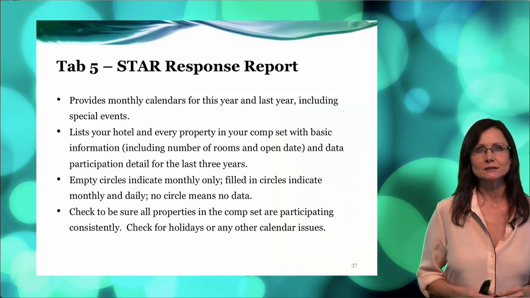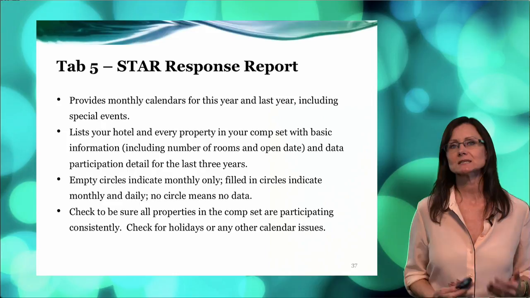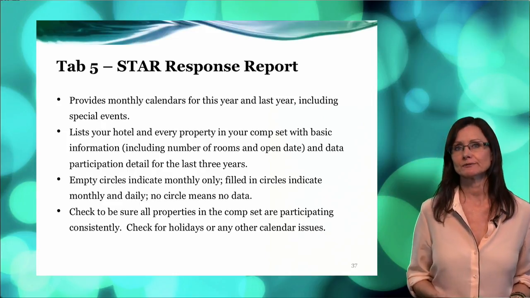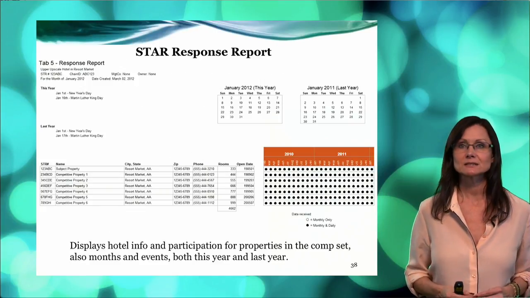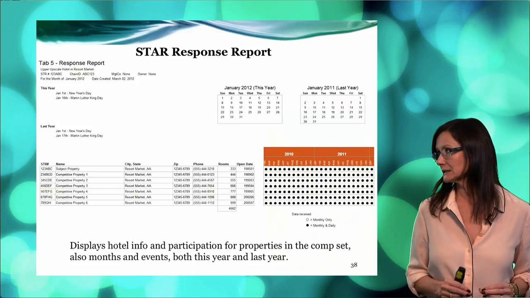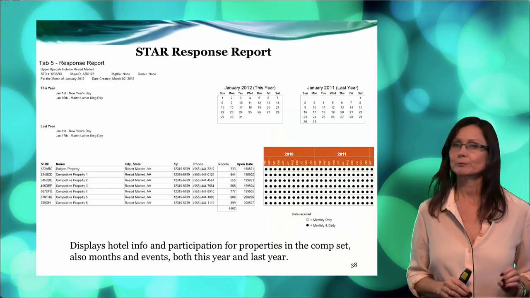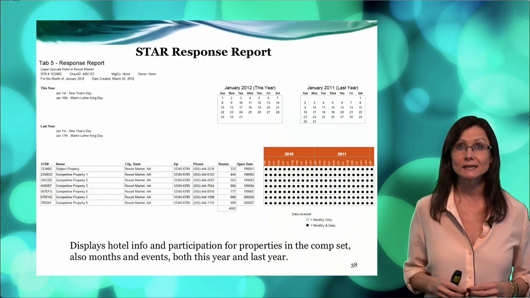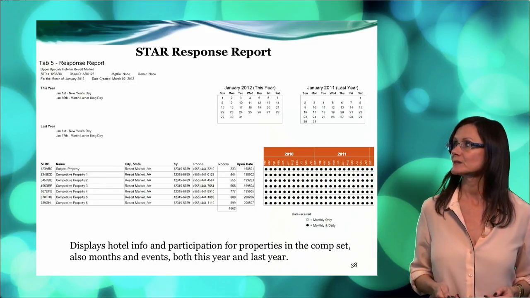Now tab 5, we're going to have a look at here, and this simply tells us how many hotels are providing data to us. So here we can see the 6 hotels listed there that are in our competitive set, and if it's a dark circle, they're providing monthly and daily data. If it was a white circle, it would be monthly only. So we're confident that the data we're getting is accurate, up-to-date data as they're supplying daily information.